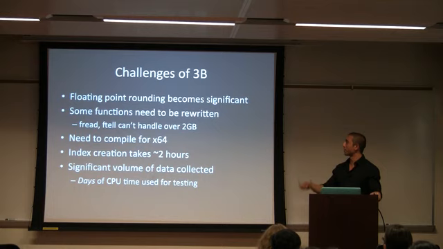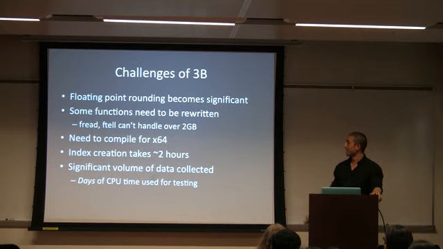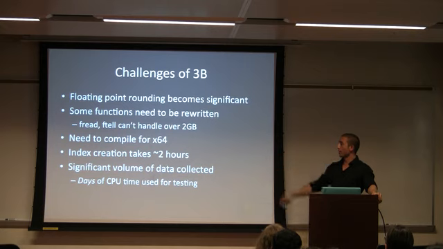Division was having a large amount of error. Some functions need to be rewritten using standard C functions; fread and ftell, which you used to get the size of a file, don't work over 2 gigabytes. You need to use different functions. Compiling for 64 bits is not that big of a deal, but building these indexes takes a significant amount of time. Doing all of those comparisons took several days to run. I'm sure a lot of people are running into that anyway.